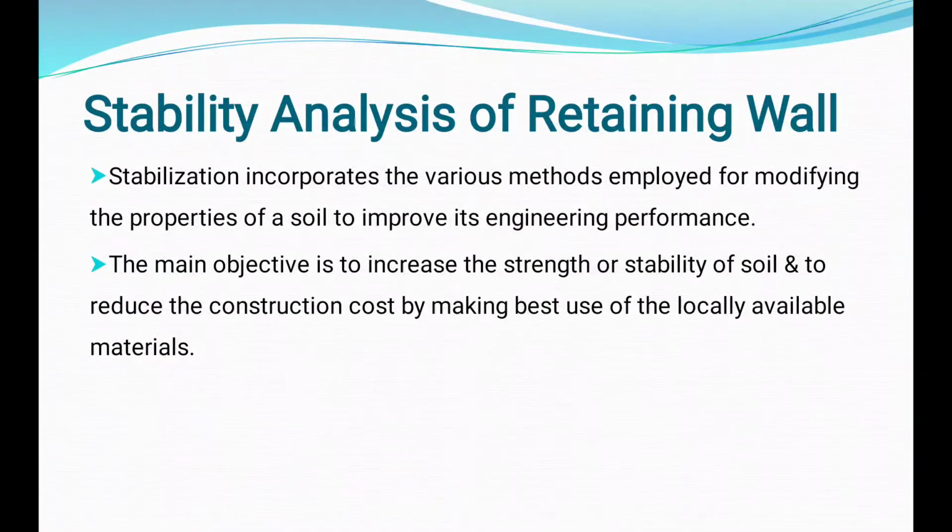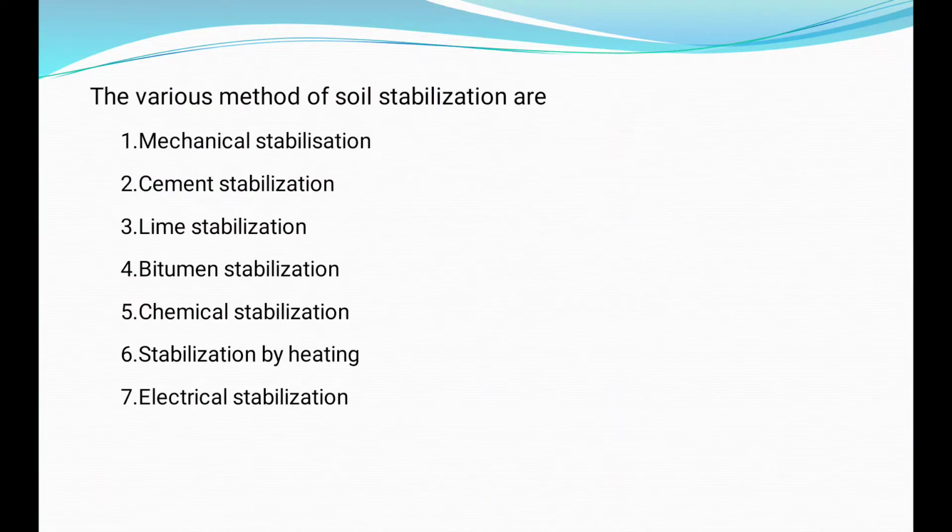So, first one is stability analysis. It is nothing but analyzing the stability of a soil by modifying the properties of soil or improving the engineering properties and for improving their performance, etc. The main objective for stability analysis is to increase the strength or stability of soil or to reduce the construction cost, etc. So there are various methods of soil stabilization: mechanical stabilization, cement stabilization, lime stabilization, bitumen stabilization, chemical stabilization, stabilization by heating, and electrical stabilization.